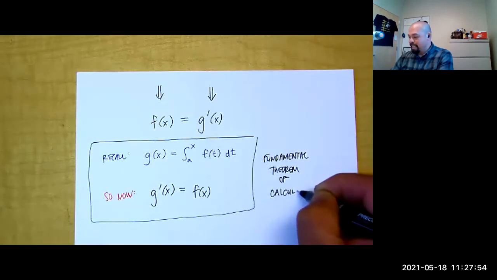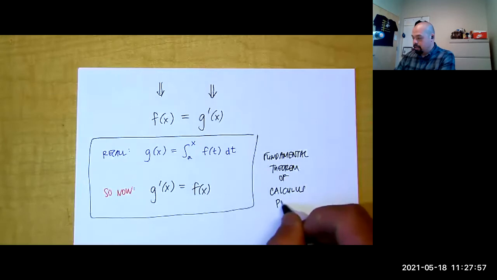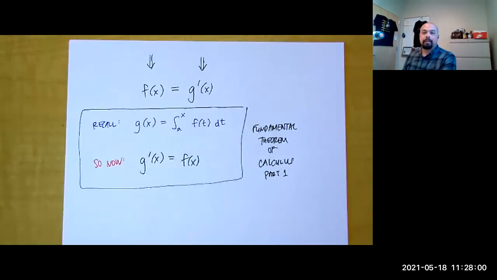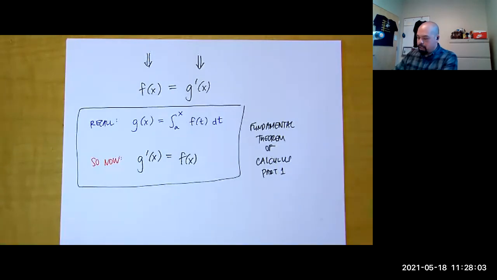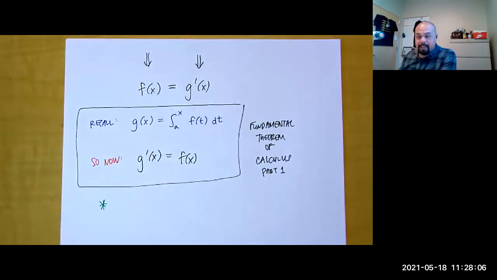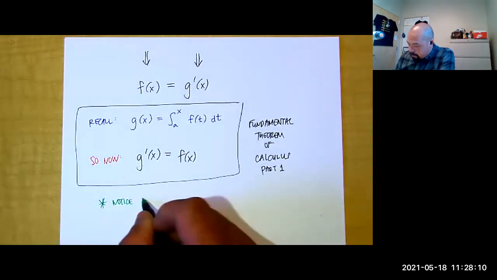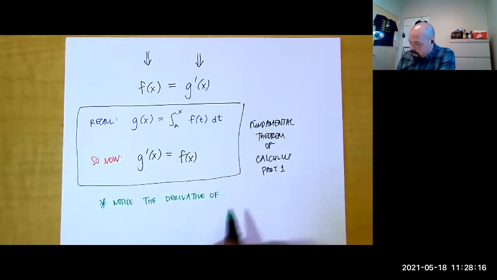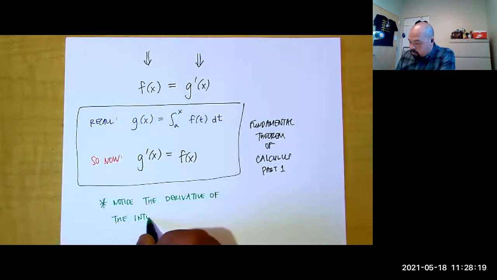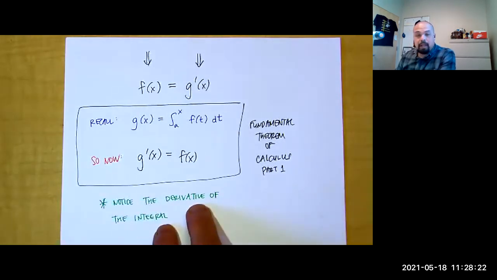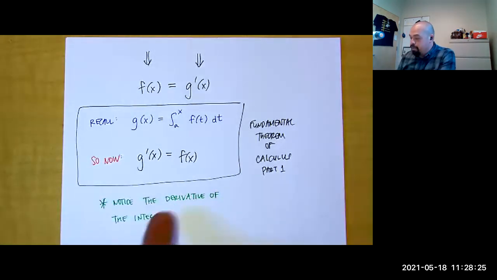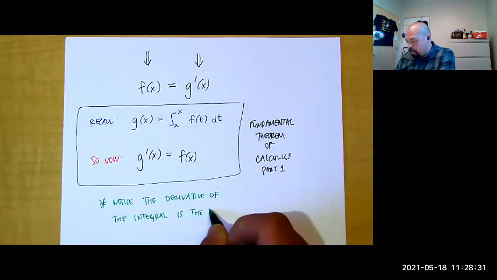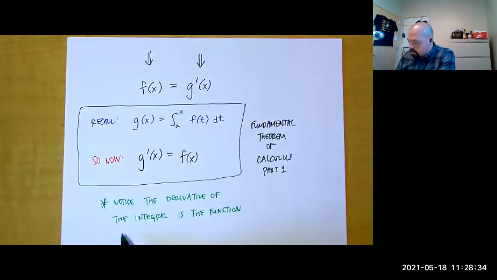The major idea here with this first part of the fundamental theorem of calculus, part one, right? The key concept that I want to really emphasize is that notice the derivative of that integral, right? So there's this relationship between these two major concepts, the derivative and the integral. The derivative of the integral is that function we were finding the area below.